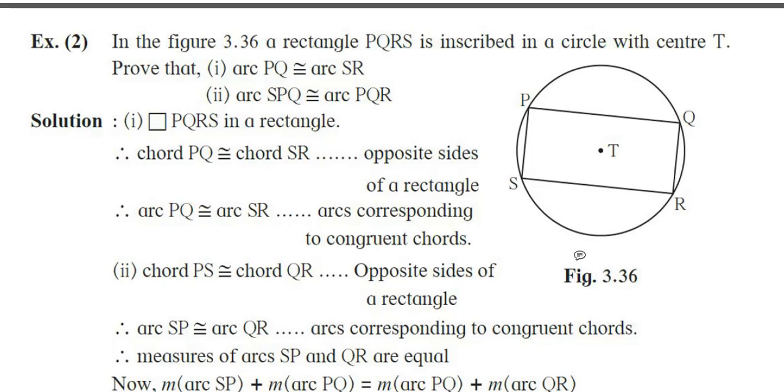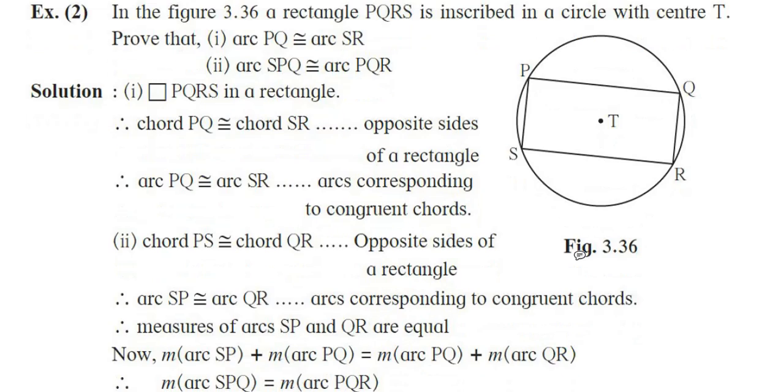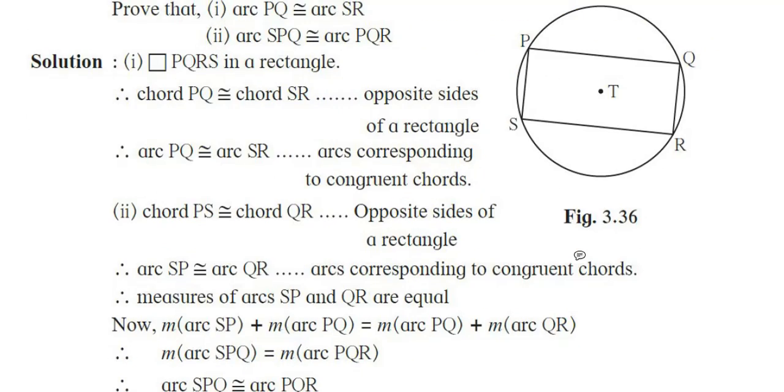Now what do we do? How do I reach the second part of the question? I am simply going to add the two arcs. The measure of arc SP plus PQ: if you add PQ to SP, you will get SPQ. If you add QR to PQ, you will get PQR. Right? We are adding an arc to another arc, so we can extend the region like this.